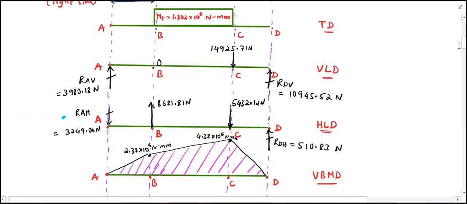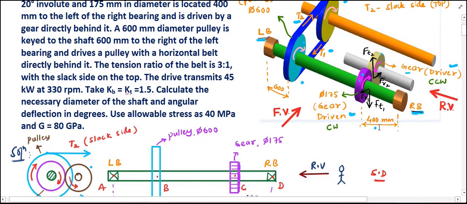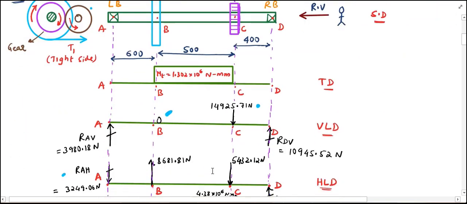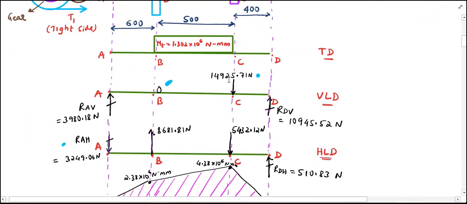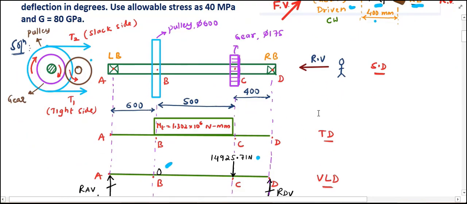Here you can see the vertical force at pulley B will be equal to 0, since the weight of the pulley is not given. So the vertical weight force on the pulley will be 0. At gear C, the tangential force is acting downwards. From the diagram you can see this tangential force Ft1 is indicated here, acting downwards, with 14,925.71 newtons in the vertical load diagram.